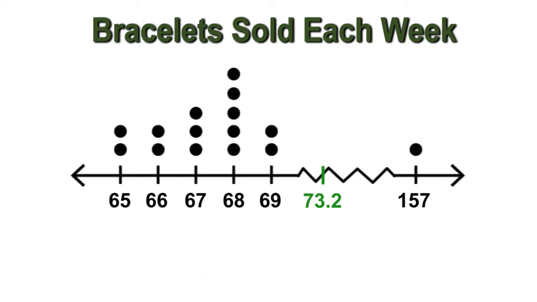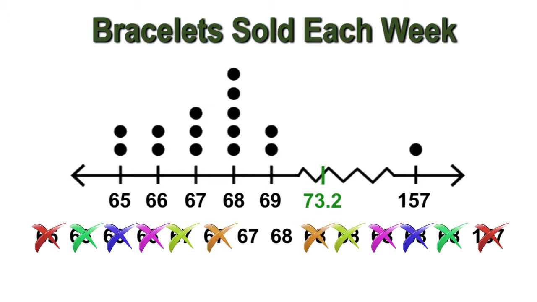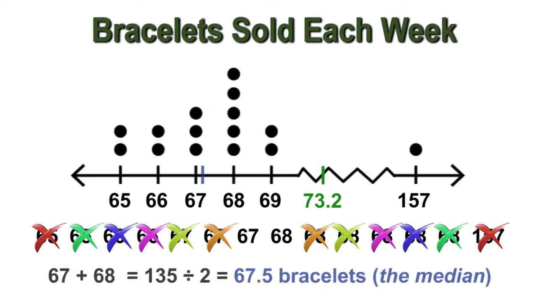To find the median, first list all the data in numerical order. Cross out the first and last numbers. Continue crossing out the pairs of first and last numbers until one number remains. The remaining number is the median. Sometimes after crossing out all the pairs of data, 2 numbers remain. To find the median, we must find the mean of the remaining data. We will add the 2 numbers and divide by 2.